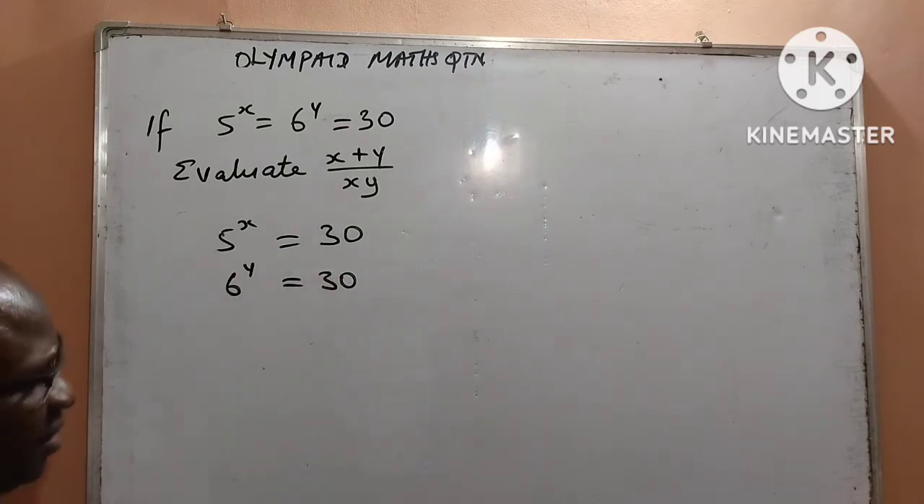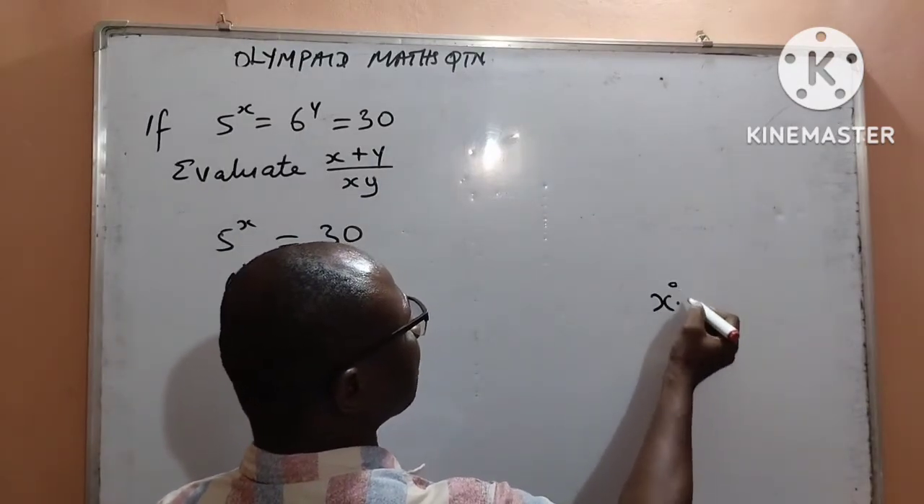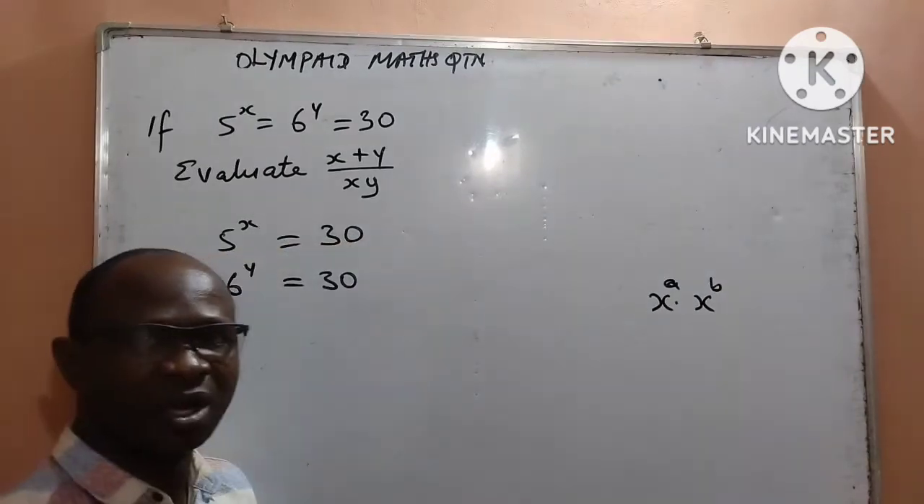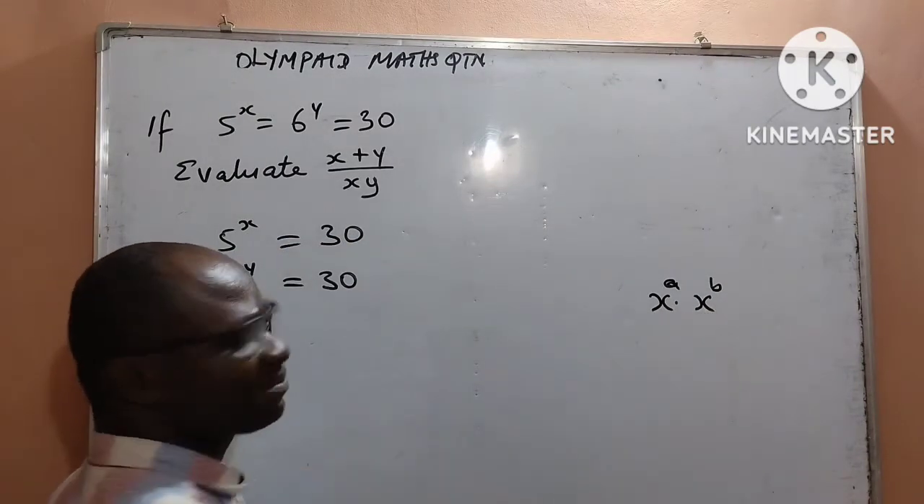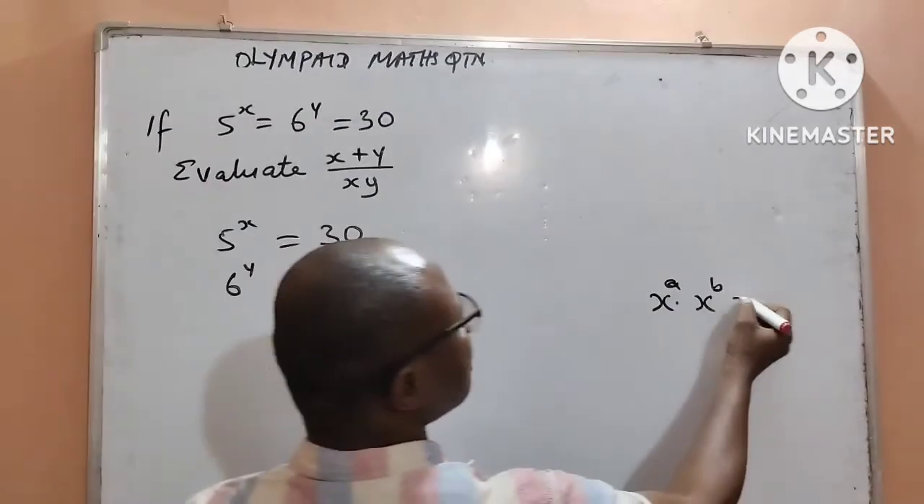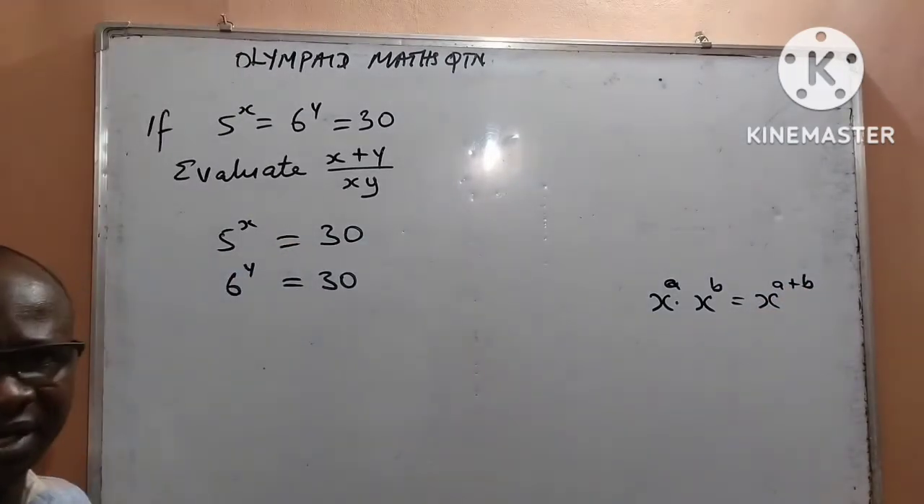There is a law in indices that says if I have x to the power a multiplied by x to the power b, when the bases are the same, you can simply add the powers. So this is equal to x to the power a plus b. This is a law in indices.